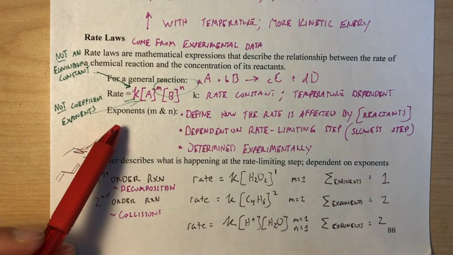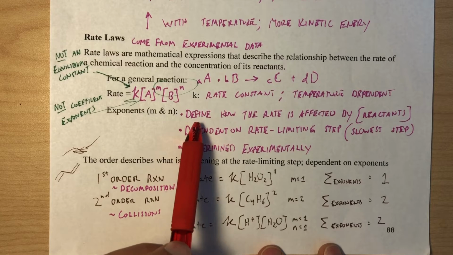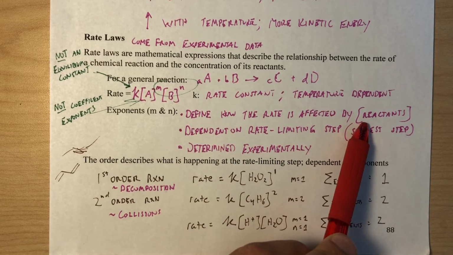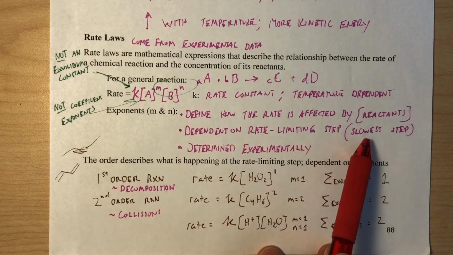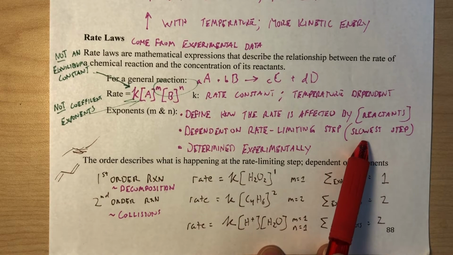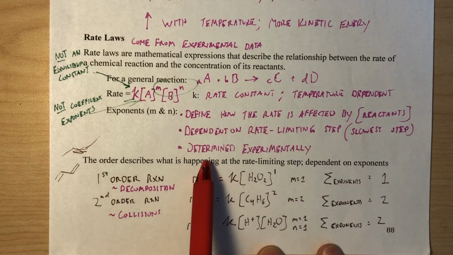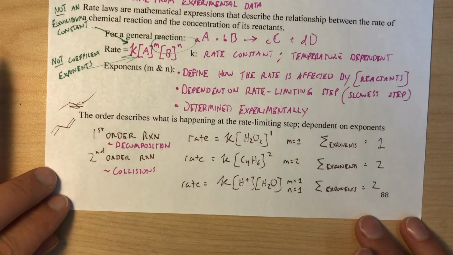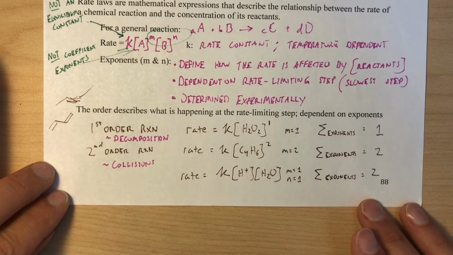So what are m and n? They define how the rate is affected by reactants. It is dependent on the rate-limiting step of the reaction. Some reactions take place in multiple steps. The slowest step is going to determine the rate law and the rate of the reaction, always determined experimentally. The order describes what is happening at the rate-limiting step, and it is dependent on the exponents.